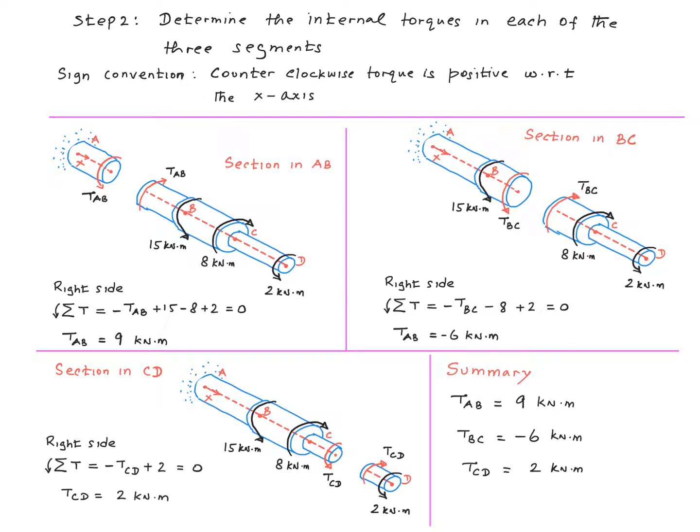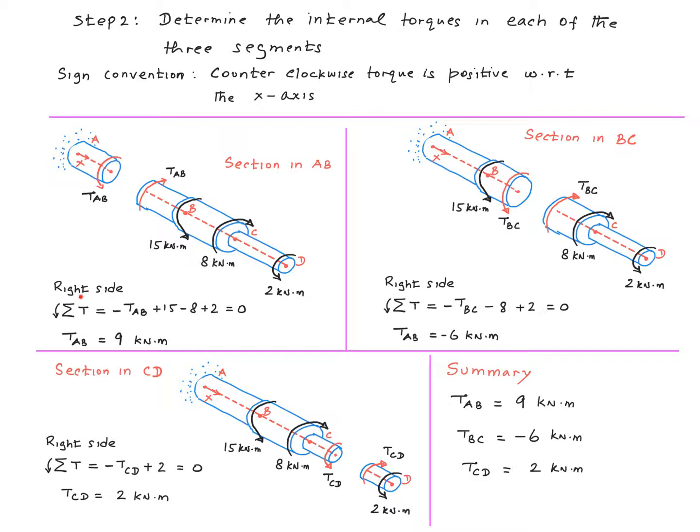Well, we section the shaft at a point inside the segment of interest, separate the shaft into two parts, choose one side to analyze, complete the free body diagram for that side, and then write down an equilibrium equation like this in order to solve the internal torque. So let's consider at least one of those here.